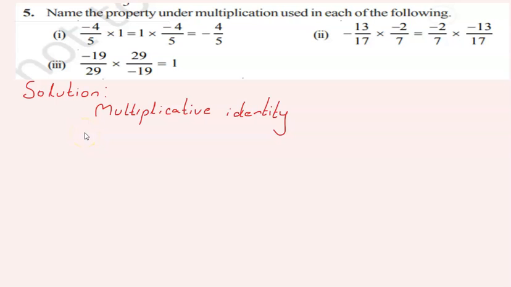Hello students, welcome back. Let us solve question number 5 of exercise number 1, and it is from rational numbers of class 8. The question says, name the property under multiplication used in each of the following. So the first question is, minus 4 by 5 into 1 is equal to 1 into minus 4 by 5 is equal to minus 4 by 5.